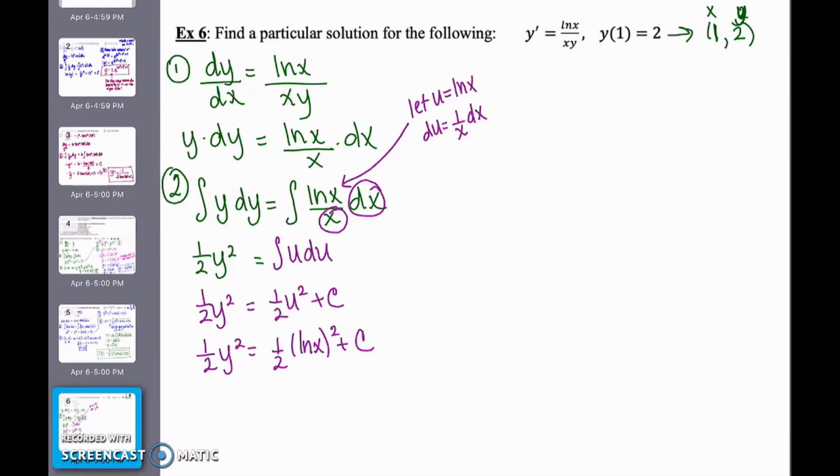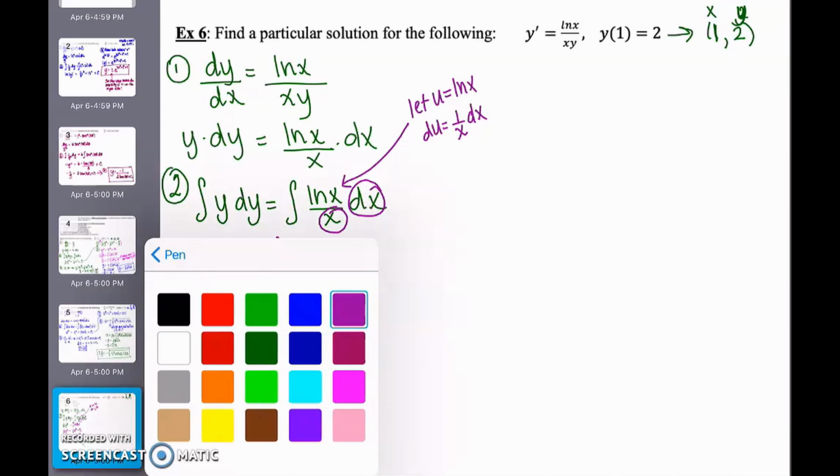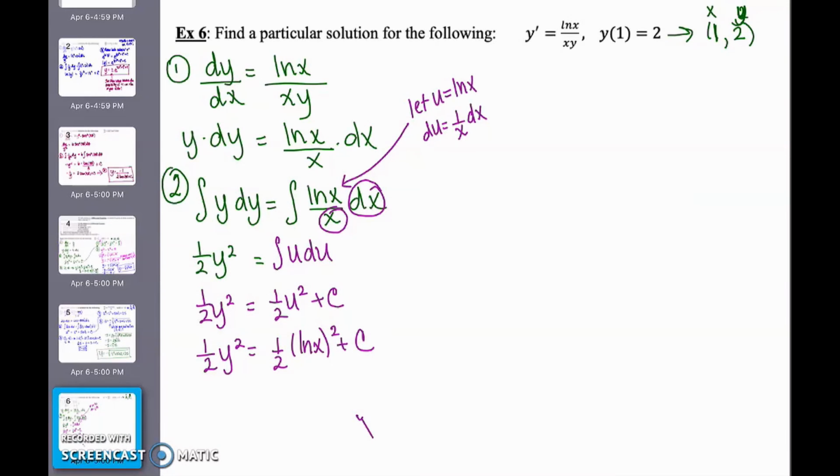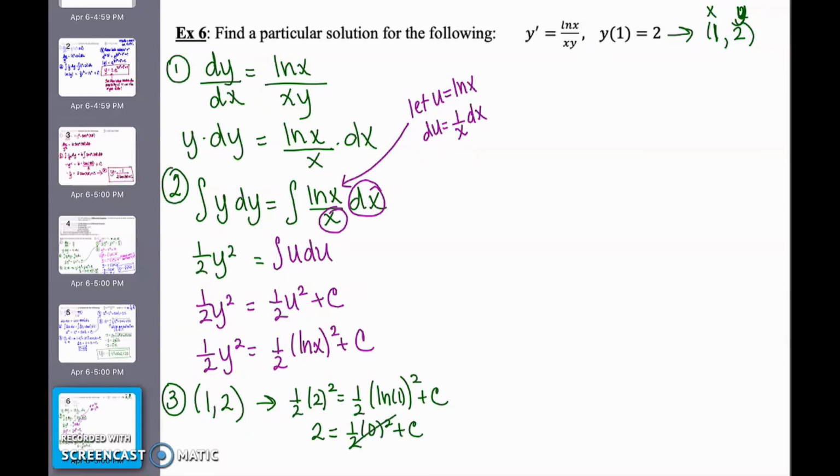Now step 3, I need to use my initial condition that I was given to solve for c. So bring down my ordered pair here, which was 1, 2, right? So if I plug that in, I'm going to get 1/2 times 2 squared is equal to 1/2 times the natural log of 1 squared plus c. On the left, 2 squared is 4, half of 4 is 2. So I get 2 equals 1/2 times, natural log of 1 is 0. So 1/2 times 0 squared plus c, well, that's just 0, right? So I end up with c equals 2.